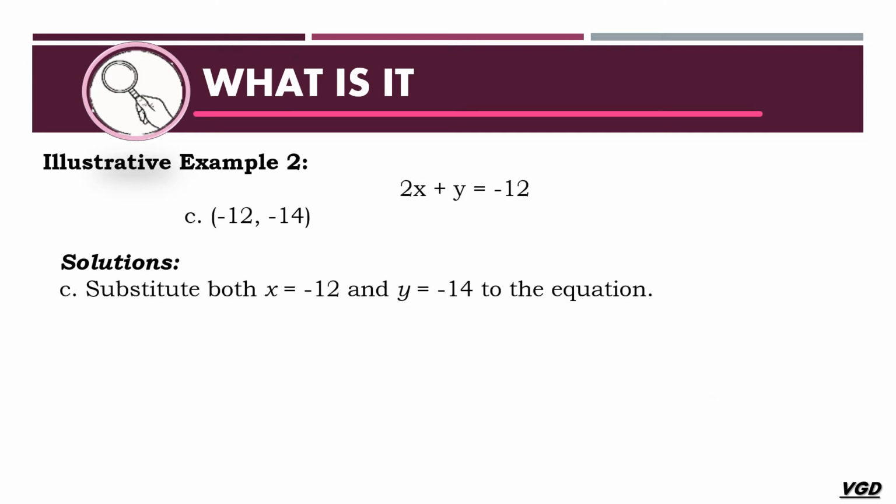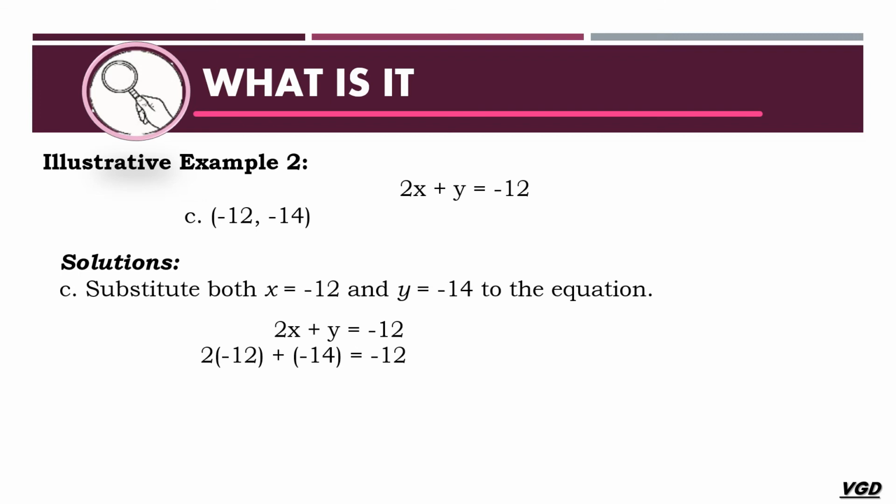Now let's have C. So we have the ordered pair negative 12 and negative 14. And let's substitute both x is equal to negative 12 and y is equal to negative 14 to the equation 2x plus y is equal to negative 12. So we will have 2 times negative 12 plus negative 14 is equal to negative 12.